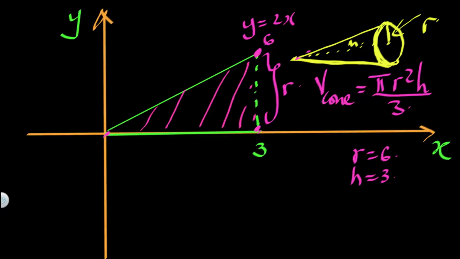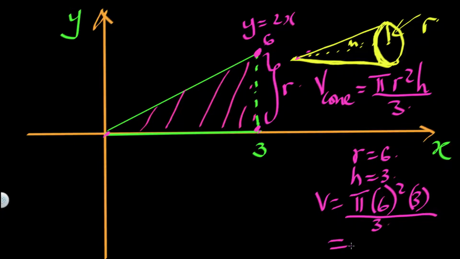So with r and h, we can find the volume of this cone. Let us do that. The volume V is pi times 6 squared times 3 over 3. So the volume of the cone, or the shape that we're looking for, is 36 pi units cubed, because it's a volume. This is the answer that we should find.